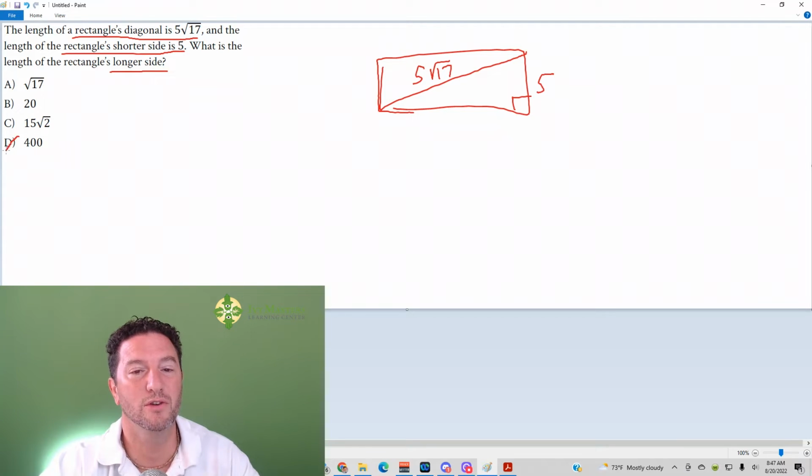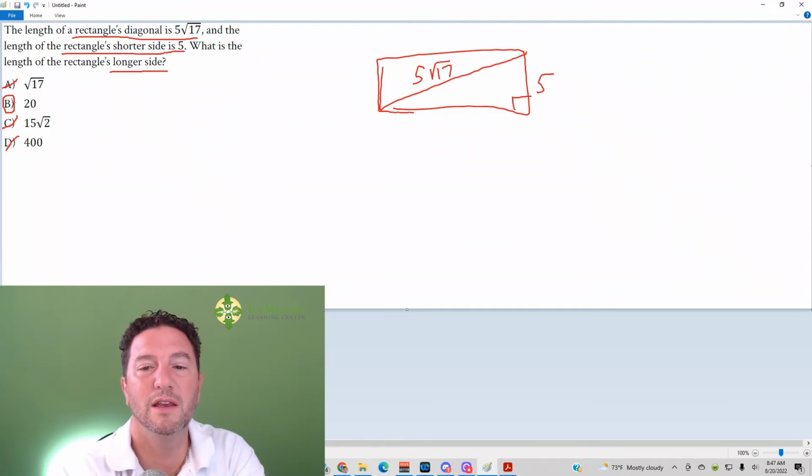So 400 is way too big. And even 5 root 2 is bigger than 20.6. And now if we look at the square root of 17, that's about 4. There's no way the longer side could be 4 because the shorter leg is 5. So the correct answer here has to be 20. So you don't even have to do the Pythagorean Theorem.